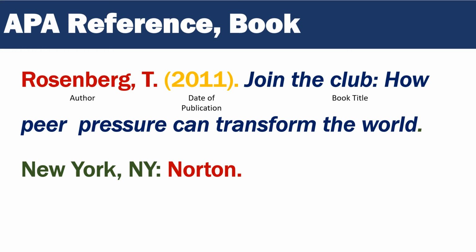After the date comes the title of the book in italics. There's also a difference here in how you may be accustomed to writing titles. Notice that not every word is capitalized, only the first letter of the title and the first letter of the subtitle are capitalized, unless there are proper nouns involved. Next, we have the location of publication, which in this case is New York, New York. And finally, we have the name of the publisher.